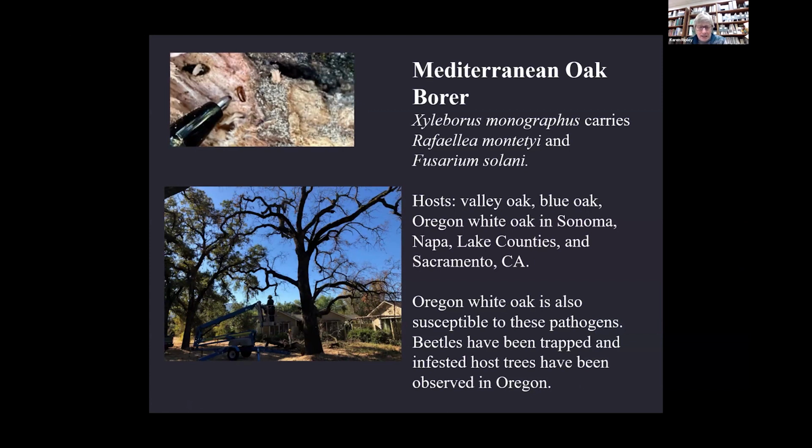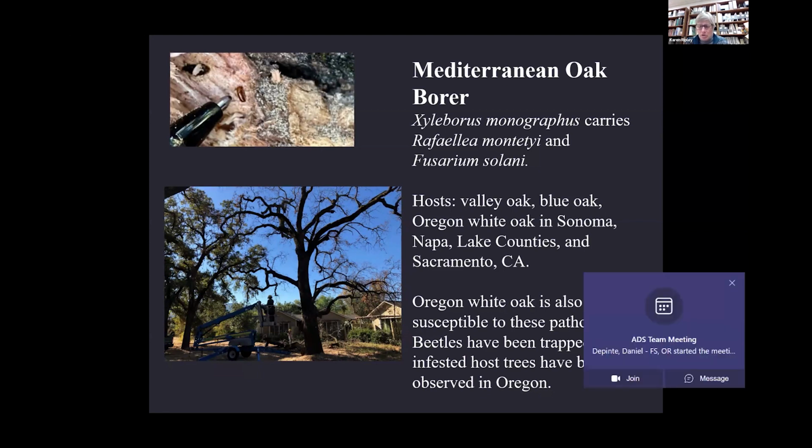Oregon white oak is susceptible to these pathogens. We've tested seedlings in a laboratory, and when you scrape the bark and put the fungus on the tree seedling, it penetrates into the seedling's tissue and kills the seedlings. And beetles have been trapped and infested trees have been observed in Oregon.